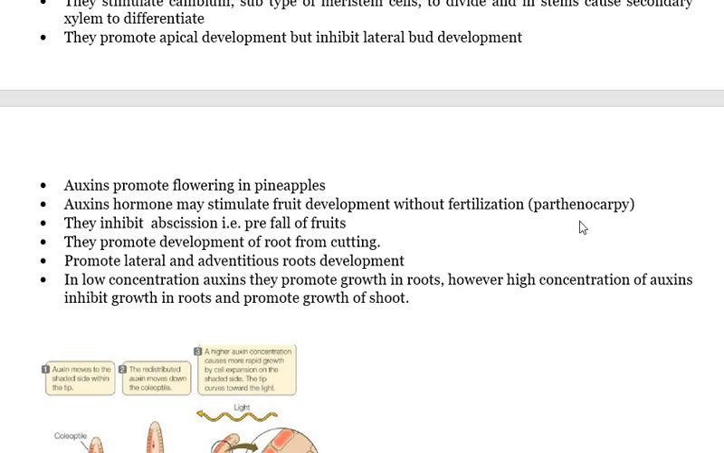Kwa tuna flower, and the flower tends to develop a fruit without being fertilized by pollen grains. And this is different from what we discussed in the previous point, that auxins promote flowering in pineapples. Because that means kama tukawa tuna mananasi, pineapples, then yakawa hayatoi maua, tunaweza tukayapulizia, tukaspray them with auxins, and then auxins can stimulate flowering. Then another effect, they inhibit abscission.